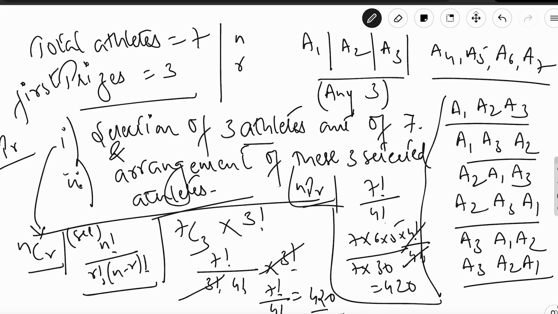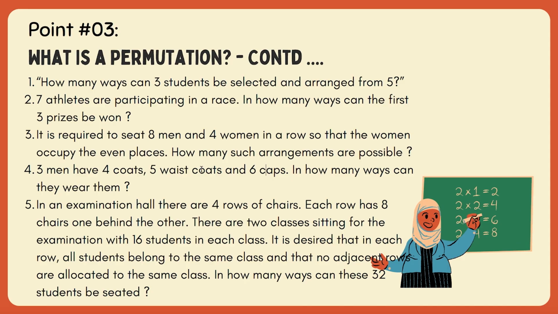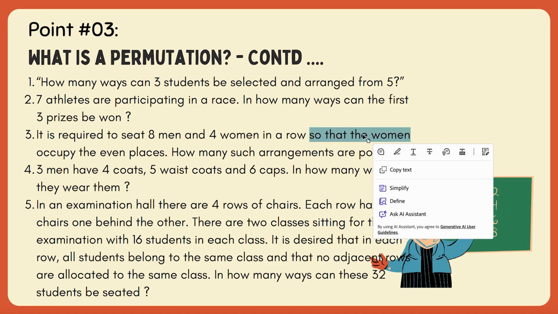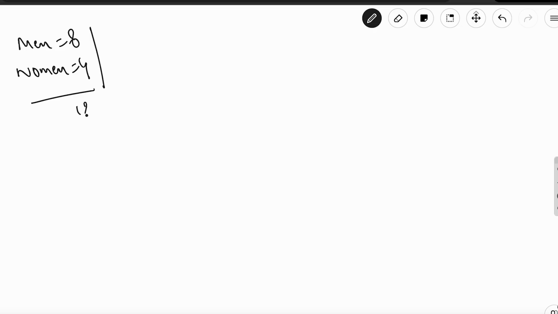Moving on to the next question. It is required to seat 8 men and 4 women in a row so that the women occupy even places. So 8 plus 4 is basically 12. So there are 12 seats, numbered 1, 2, 3, 4, 5, 6, 7, 8, 9, 10, 11, 12.